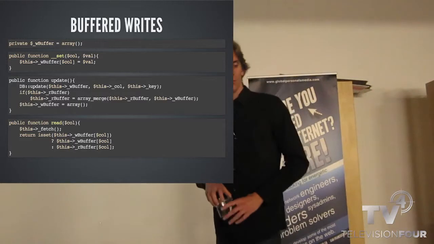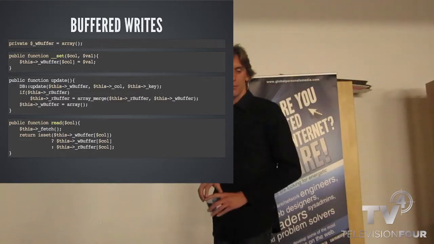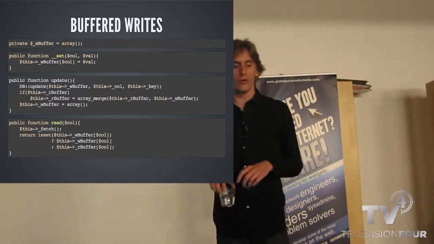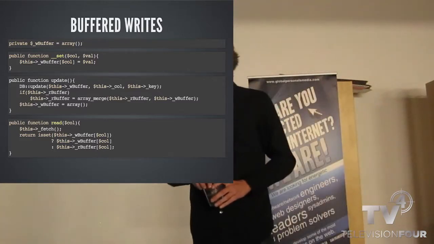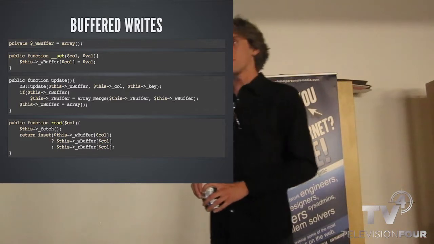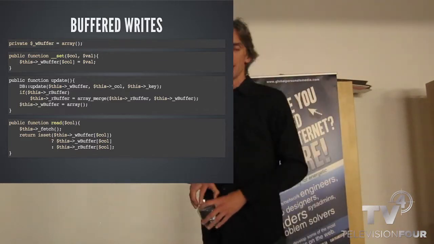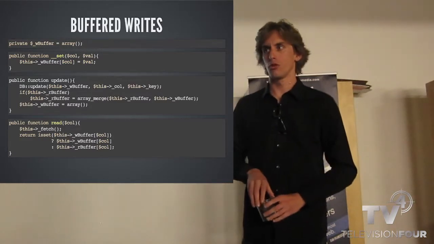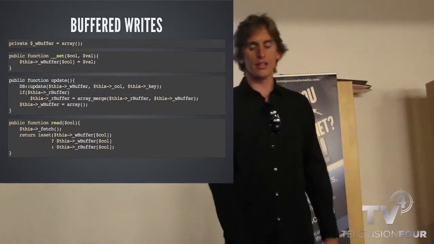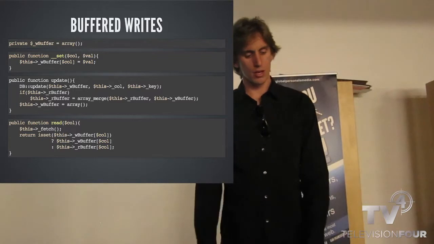With our write buffer, when we call update, we'll do this update. We'll move the write buffer into the read buffer if there is a read buffer. So this would be if the record has actually been read and then updated. We'll move stuff in, and then we'll clean the write buffer back out. So it's pretty simple, but it's an easy way to handle caching all of this information.